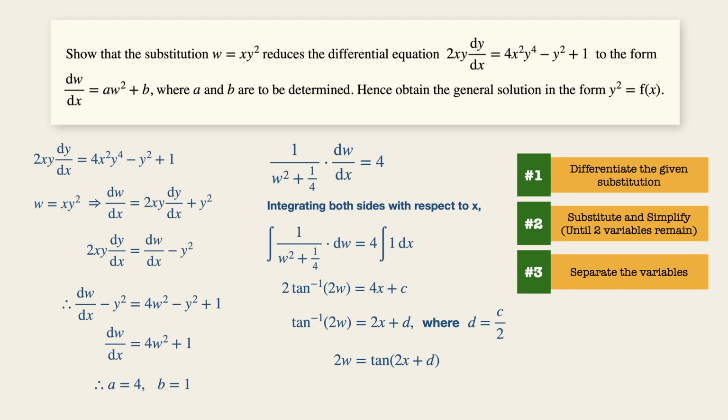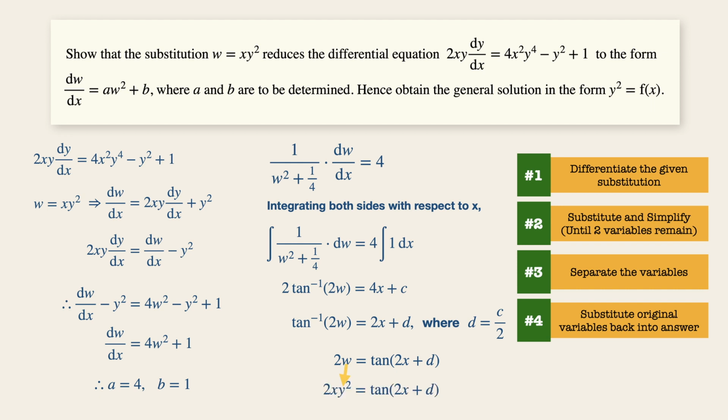Now don't just leave the answer like this, which brings us to the last step, step number 4: substitute the original variables back into the answer. Now the question requires us to express y squared as a function of x. I've basically replaced w with xy squared, and y squared can be found by dividing 2x on both sides of the equation, which is this expression over here. Therefore, this is the general solution of the differential equation.